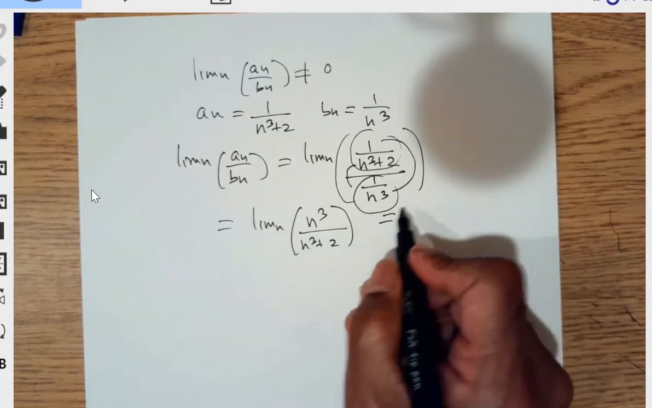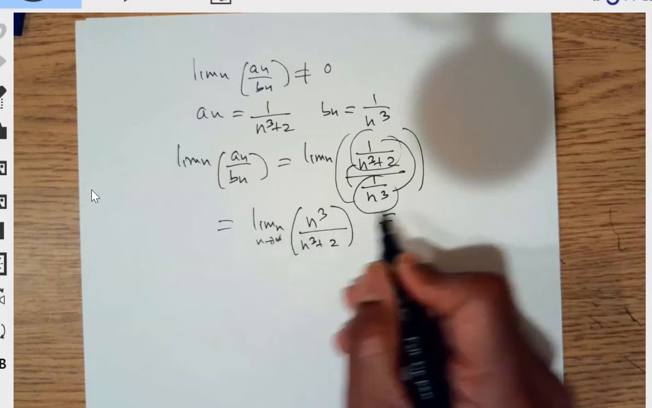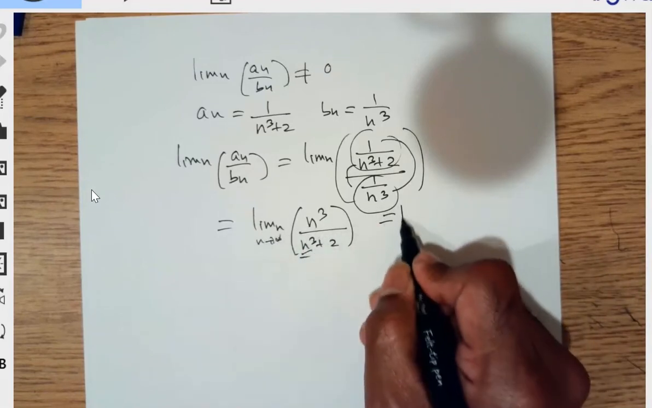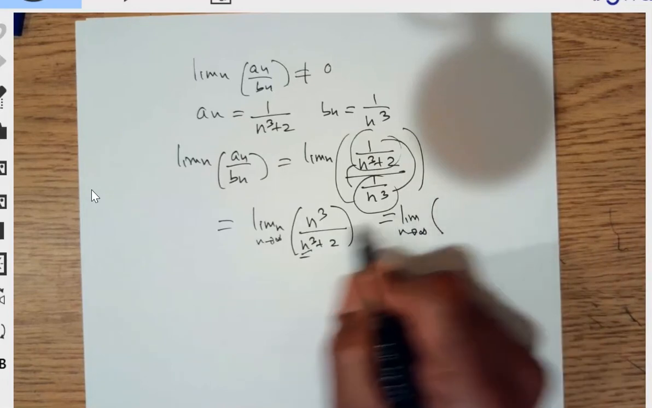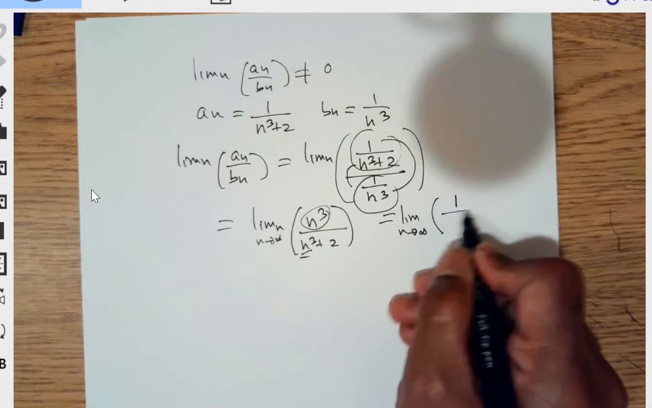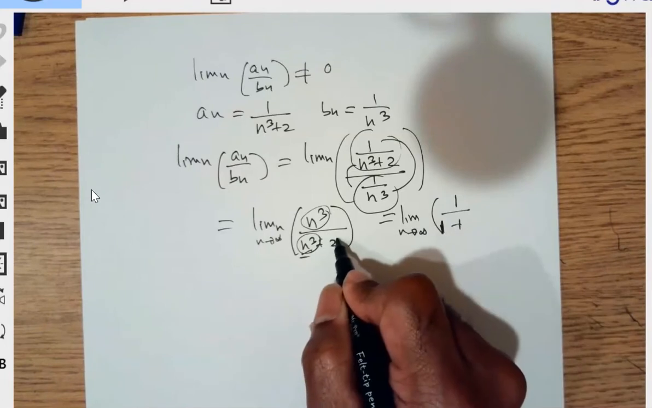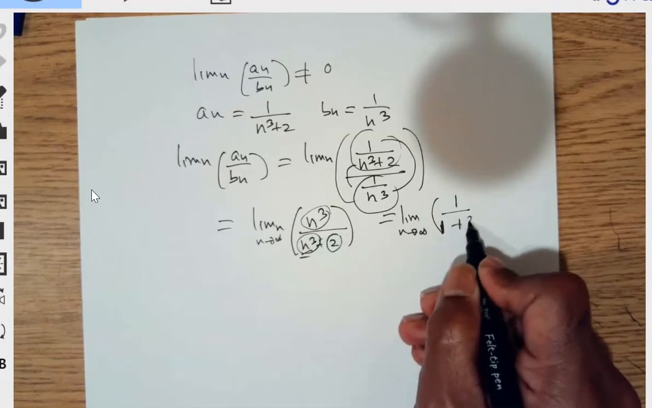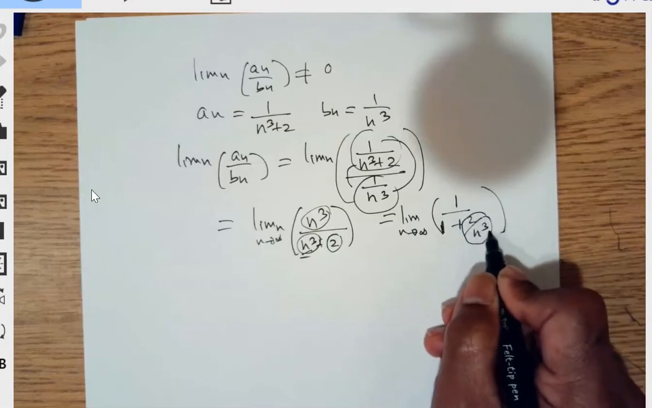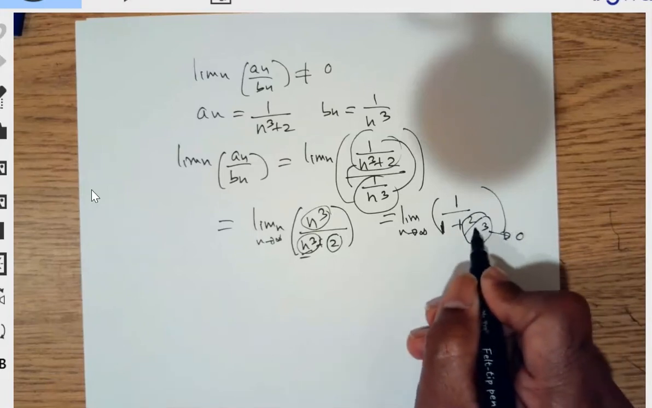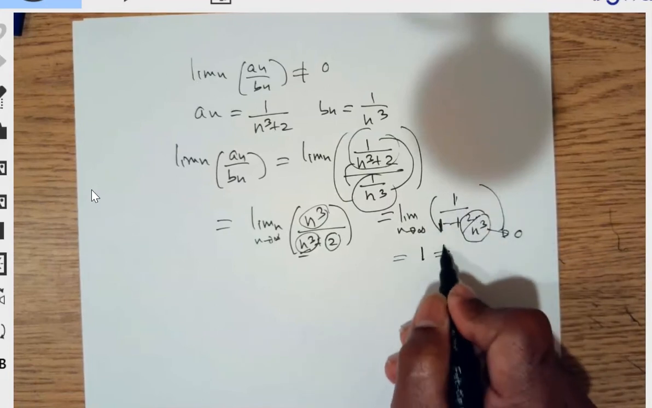Now you know how to find the limit of things like this as n goes to infinity, because what you do is you divide by the highest power of the denominator. You can even use L'Hopital's rule if you like. If you divide by n to the 3, you get 1 here, and dividing by n to the 3, you get 1 plus 2 over n to the 3. Now if you send n to infinity, this goes to 0, and you get 1 over 1 plus 0, which is 1. So it's not equal to 0.